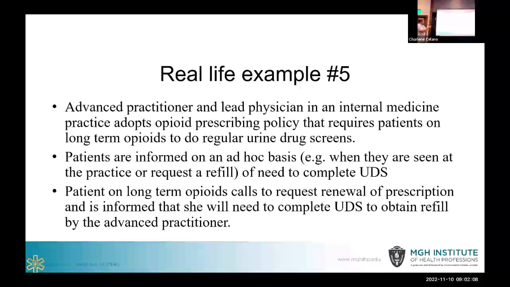So another one here: this was an advanced practitioner along with an attending physician in an internal medicine practice, and they had adopted an opioid prescribing policy that required regular urine drug screens in their patients on chronic opioids. They were informed on an ad hoc basis that patients would have to have a urine drug screen. So they had a patient on long-term opioids, and she called to get a refill of her medication, and the nurse practitioner taking care of her informed her that she'd need to do a urine drug screen to get the refill.